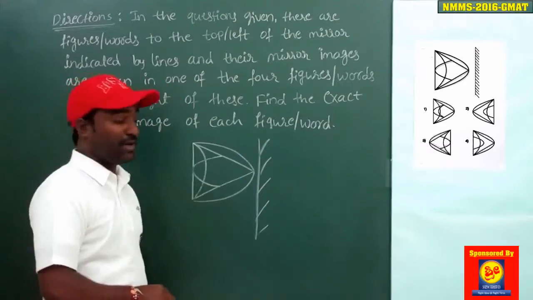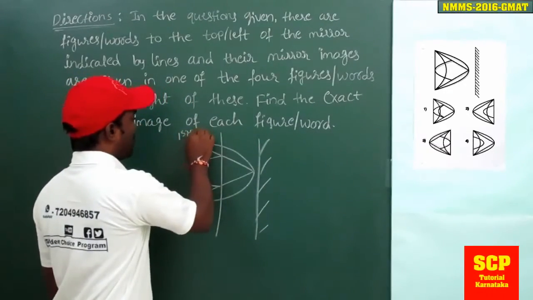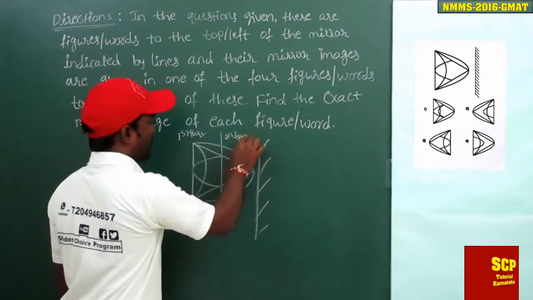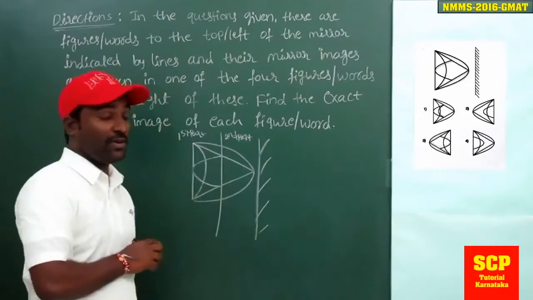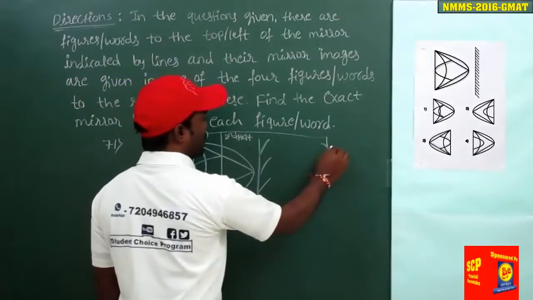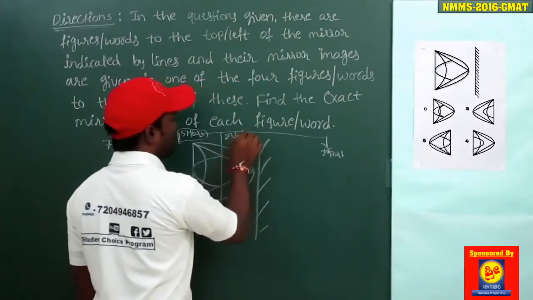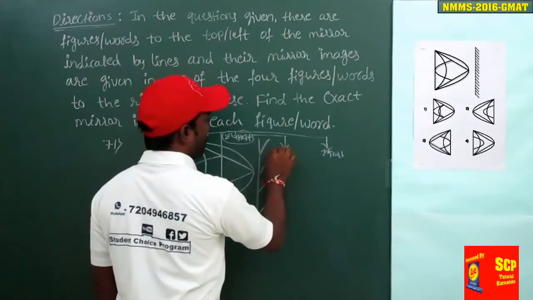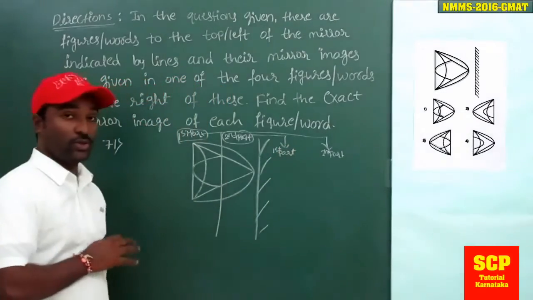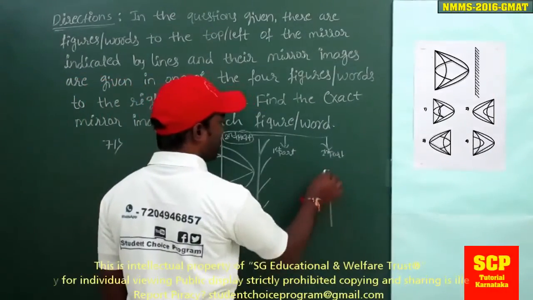Next, as I said, divide this given figure into two parts. Call this as first part, this as second part. Now what happens in the mirror image? This first part becomes second part, and this second part becomes first part. Okay, let us draw the figure. So this will appear like this.